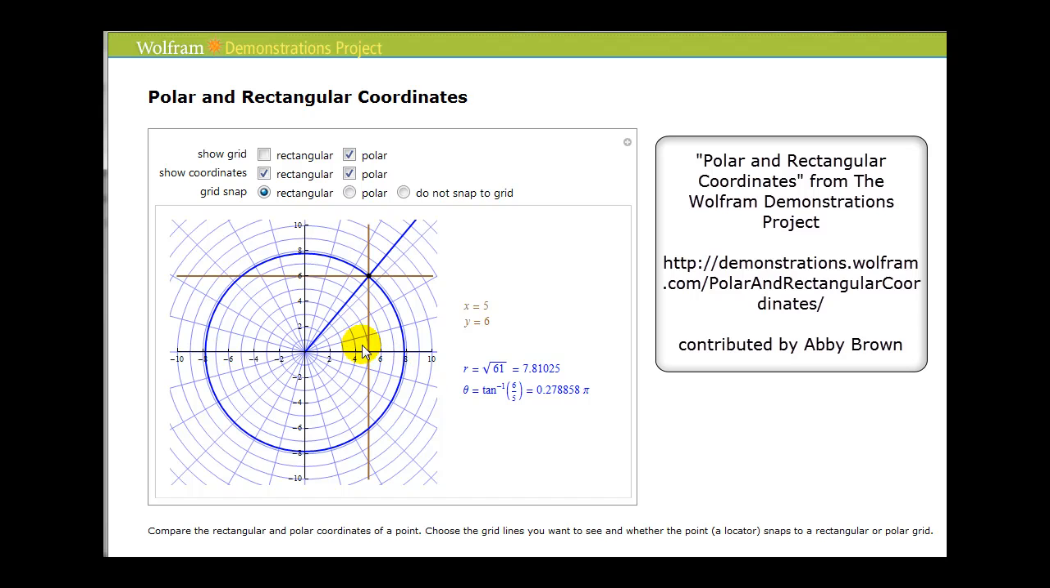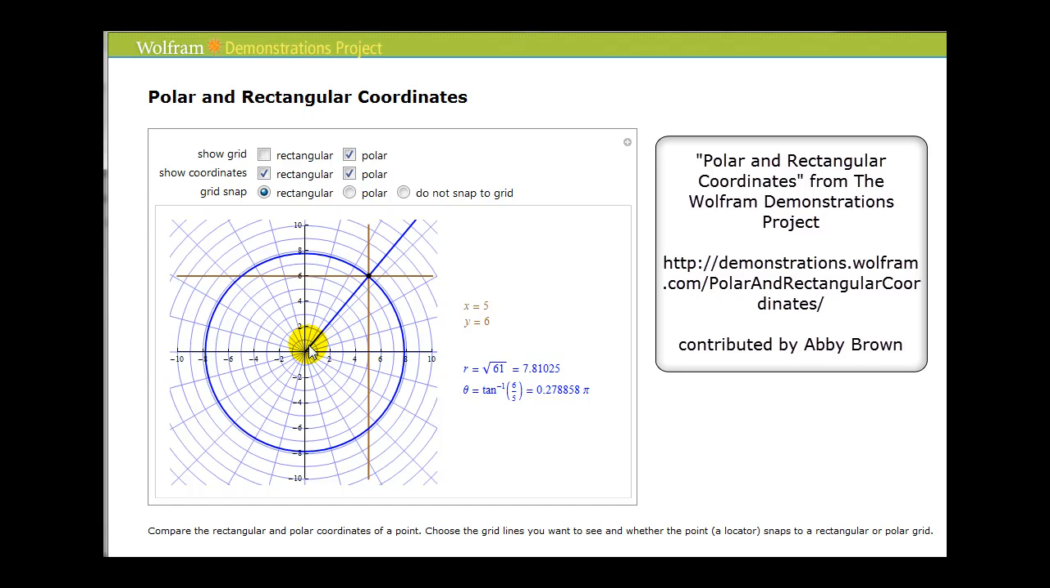We should also begin to see the relationship between rectangular coordinates and polar coordinates. Remember, there are four formulas that relate polar coordinates to rectangular coordinates. One of them is x squared plus y squared is equal to r squared, based upon the Pythagorean theorem. It's also stated that tangent of theta would be opposite over adjacent, or y over x.